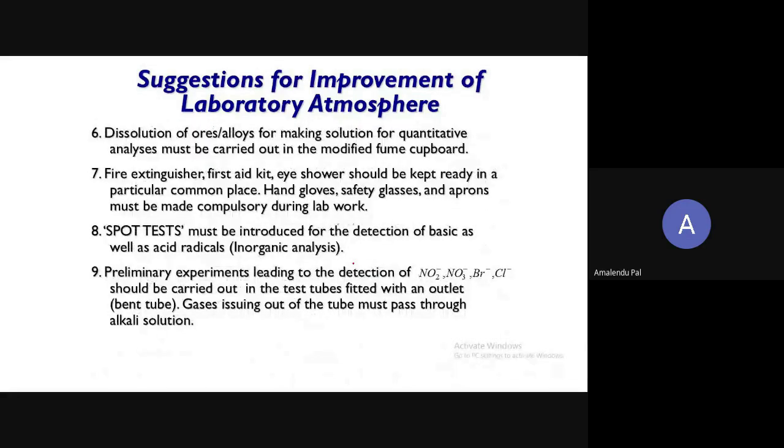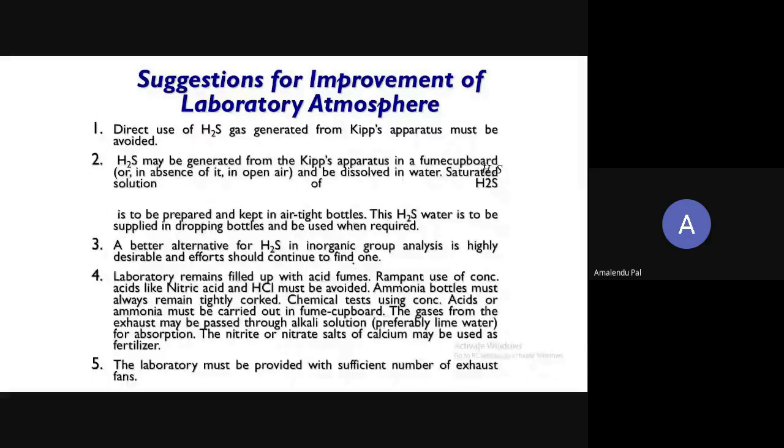Another thing, you see the situation: the laboratory remains filled up with acid fumes. Rampant use of concentrated acids, nitric acid, HCl, must be avoided. If not possible, let's see. The ammonia bottle must always remain tightly corked. Chemical tests using concentrated acid or ammonia must be carried out in a fume cupboard.